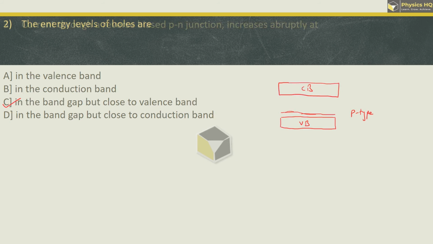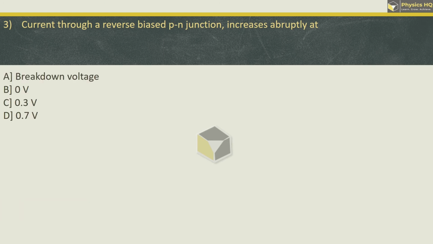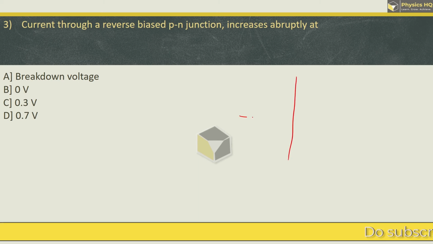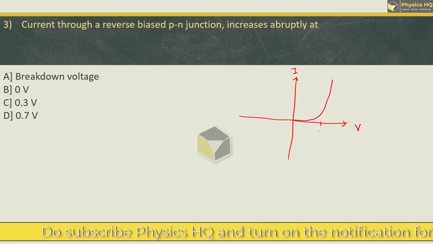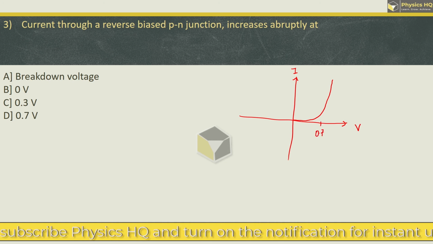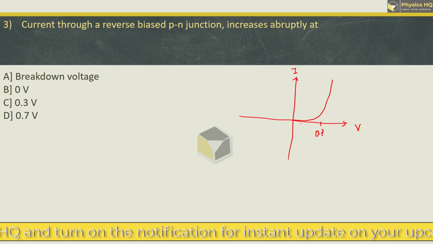Let us go ahead. Current through a reverse bias PN junction increases abruptly at breakdown voltage, 0 volt, 0.3 or 0.7 volt. Let us check out the VI characteristics of a PN diode. This is the voltage applied and this is the current through it. When we connect the PN junction diode in forward bias, the graph is somewhat like this, where at around 0.7 volt for a silicon diode current increases like this.